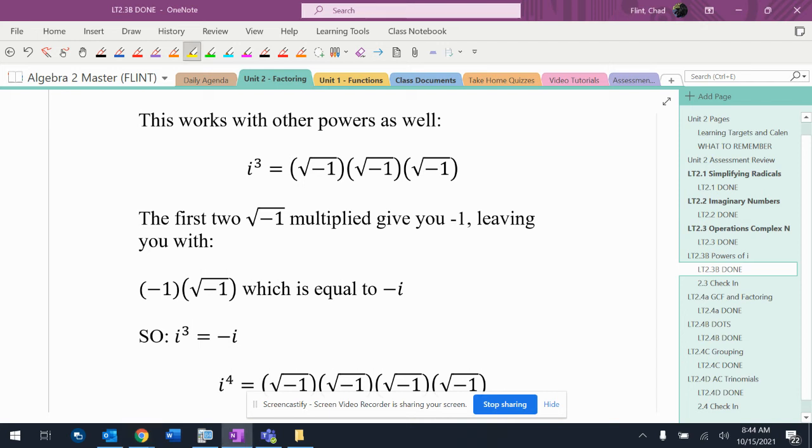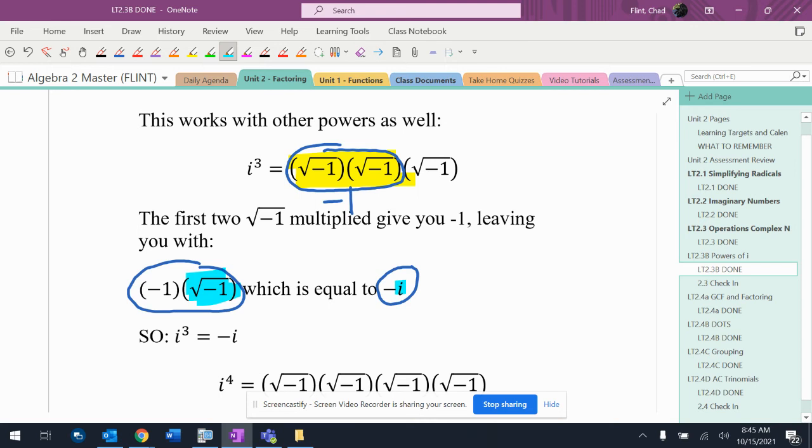And if we go through and do this, and we really have to think about it here, these two square roots of -1 will multiply together to give me a -1. So what I end up with is this, because these two square roots give me -1 when I multiply them together. So if I have -1 times the square root of -1, that's the same thing as -i, because this square root right here is equal to just the i.